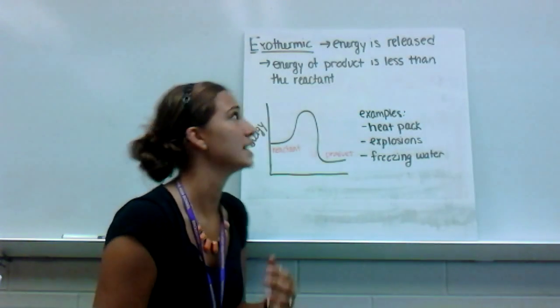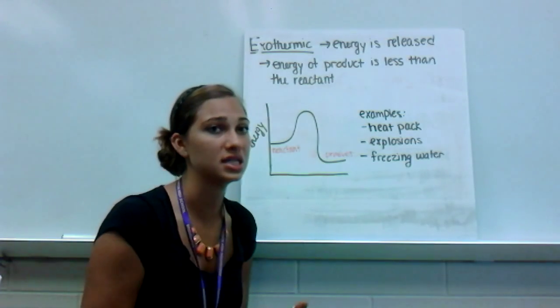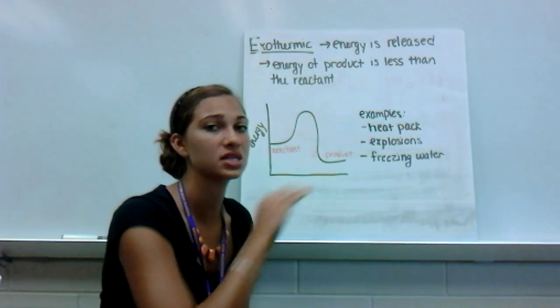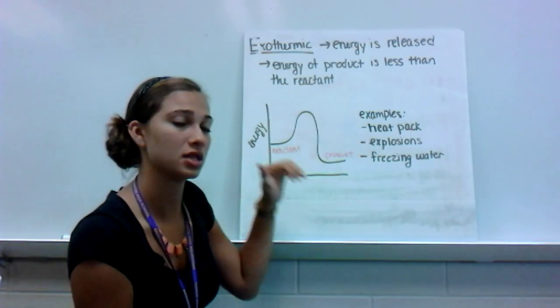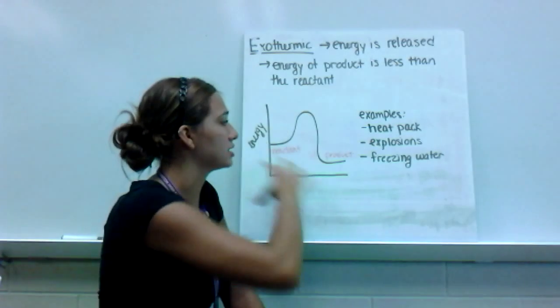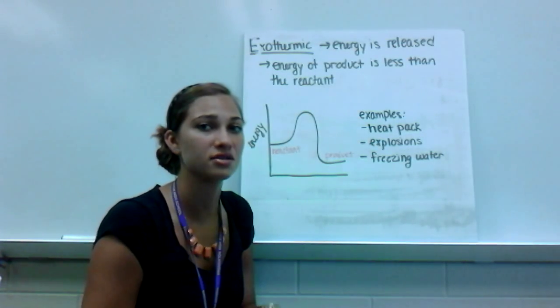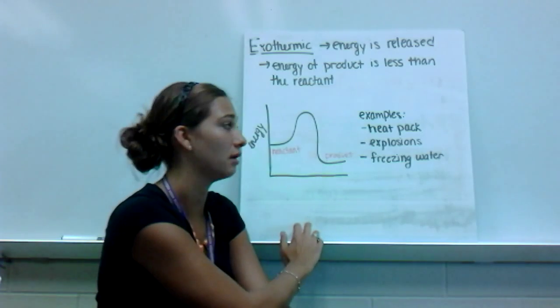Alright, so the other type is an exothermic reaction. That is when energy is released. So the product has a lower amount of energy than the reactant did. So our reactant is on the left side and our product is on the right side. Right here is an energy diagram for an exothermic reaction. So this is something that you'll have to recreate as well.